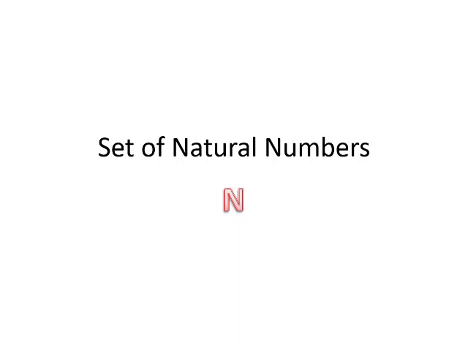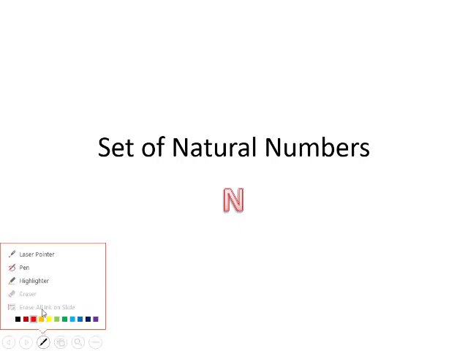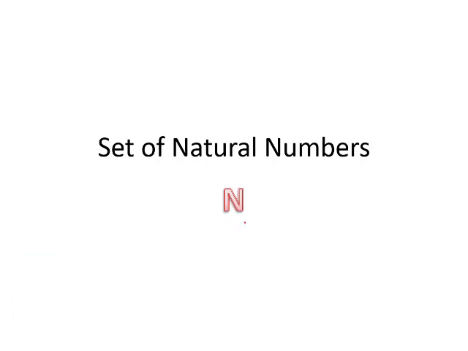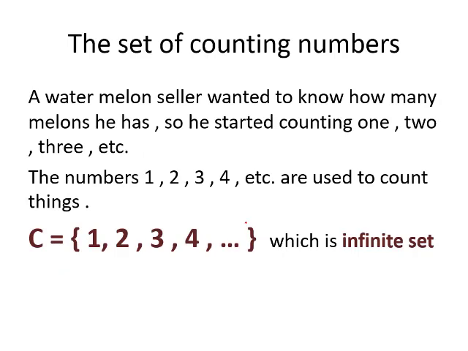Natural numbers are denoted by the capital letter N, because in the word natural, the first letter is N. So natural numbers are denoted by the letter N. Let's see a subset of the natural numbers, which is the set of counting numbers. Let's see this life example.